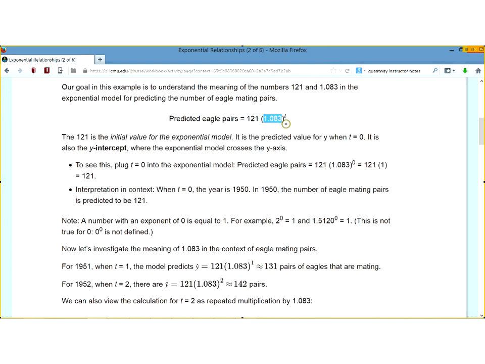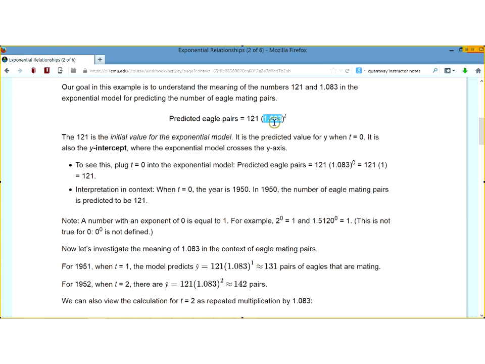Here's our 1.083. Well, if I subtract off the 1, that's 0.083. And what that tells me is that on average, my eagle pairs are increasing by about 8.3% per year. Because I would take that 1, subtract that 1, and I get 0.083, and then I would move the decimal 2 places, and that would put it right between the 8 and the 3.